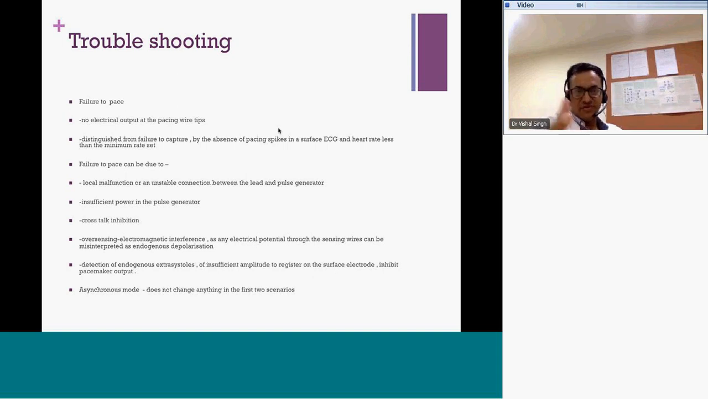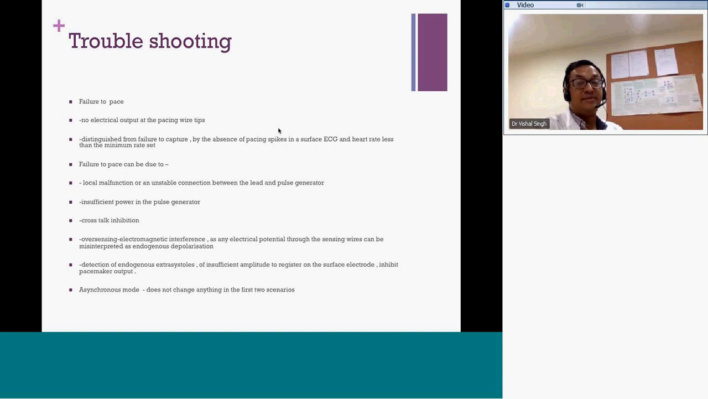Okay, there are certain factors which I'll come to later, which are patient factors. But there are surgical factors, if the pacing wire is not put properly and so on. So if the pacing wire tips are not put properly, it may not pace. So failure to pace is no electrical output at the pacing wire tips, distinguished from failure to capture by the absence of pacing spikes in the circuit.